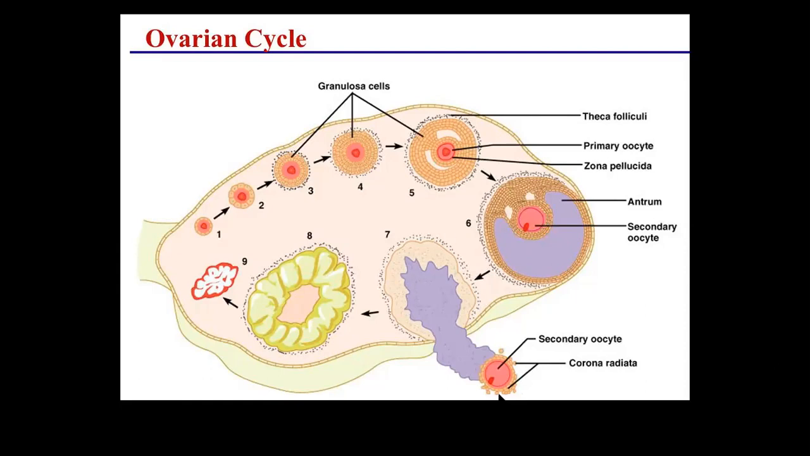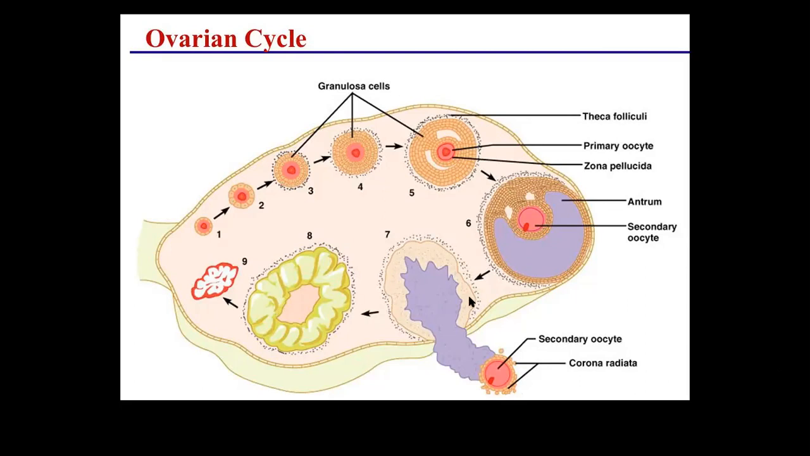This process is called ovulation. When does it happen? It happens on the 14th day of the menstrual cycle in a 28-day cycle. In a 28-day cycle, the 14th day is the ovulation day. After that, what are the rest of the features you will see?